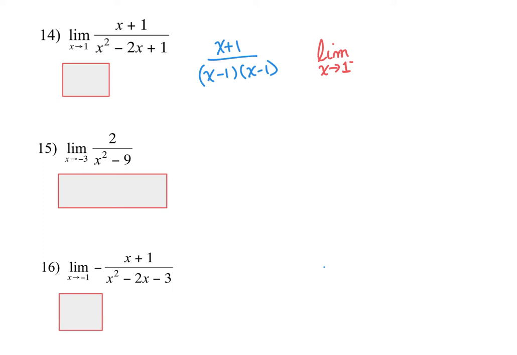So from the left-hand side, something ever so smaller than positive 1. What is my top going to be? Something ever so, like 0.9 plus 1, positive or negative? Positive. First set of parentheses: 0.9 minus 1. 0.9 minus 1 again. What am I moving towards? Positive infinity.